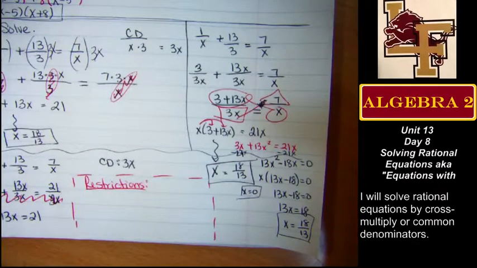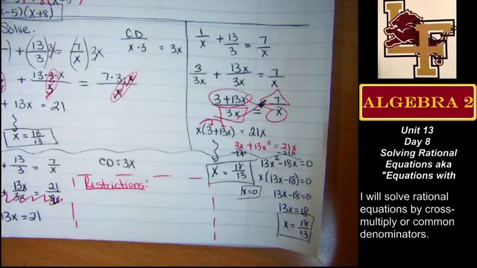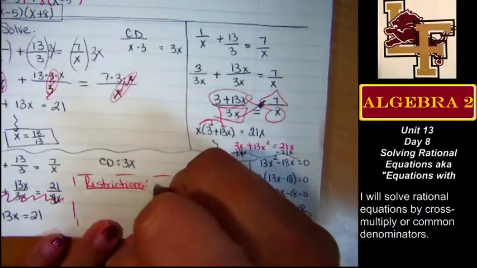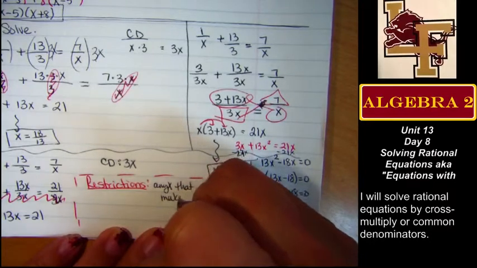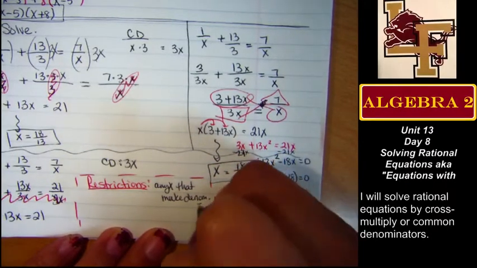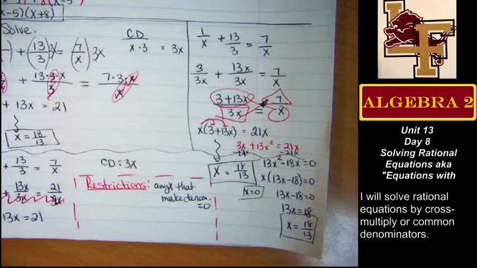Thinking about fractions, meaning that it's division. What can you not divide by? No, we could divide by x. I mean, we're dividing by x here. 0. We can't divide by 0. So the restrictions are any value of x that make the denominator 0. When we look at the equation, if a value of x would make the denominator 0, that's not allowed as an answer.